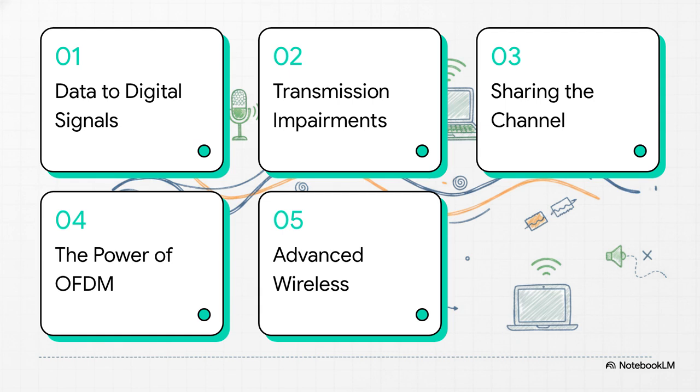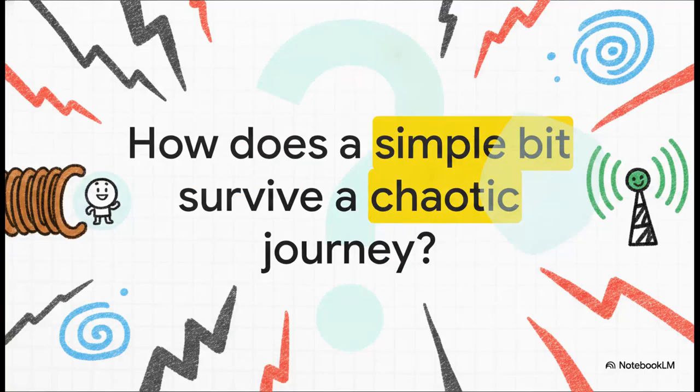Let's dive right in. So how does a simple 1 or 0 actually survive a chaotic wireless journey? I really want you to keep this question in mind as we go. Think of a single digital bit, just a 1 or a 0, as this tiny, incredibly brave protagonist embarking on an epic, highly perilous journey through the airwaves. I mean, it's leaving the total safety of a copper wire and getting blasted out into an environment packed with interference, physical walls, and even weather. How in the world does it survive intact?